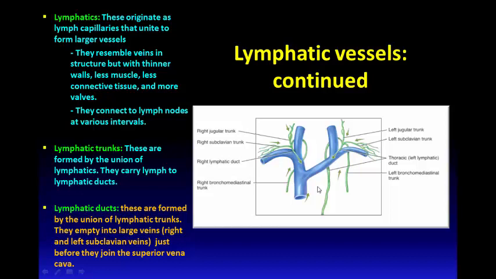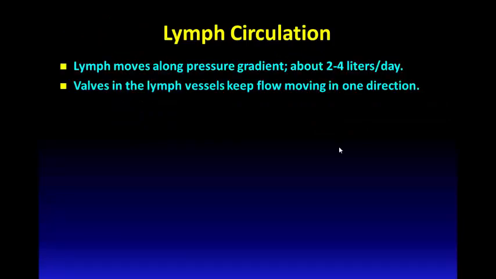Lymphatic ducts are thus formed by the union of lymphatic trunks, and they empty lymph into large veins, the right and the left subclavian vein, just before they join the superior vena cava. Now let's very briefly describe the lymph circulation.